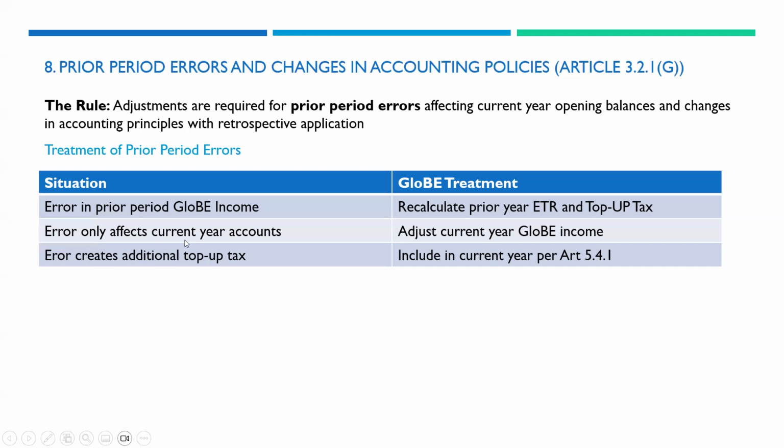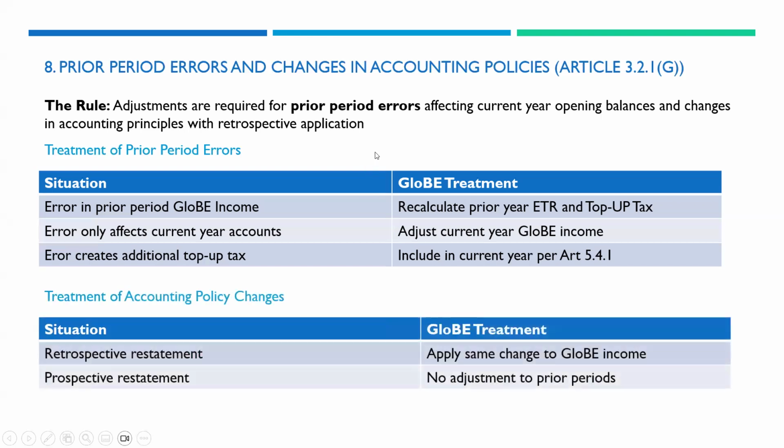But if the error only affects the current year accounts, adjust current year GloBE income. Error creates additional top-up tax, include the current year as well. So that's what 5.4.1 is now. That's what we do. So when you see an error which is previous year's error, ignore that from GloBE income, but you bring it as an adjustment at the time of finding jurisdictional top-up taxes. Okay? Yes.